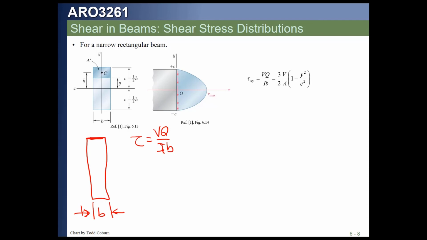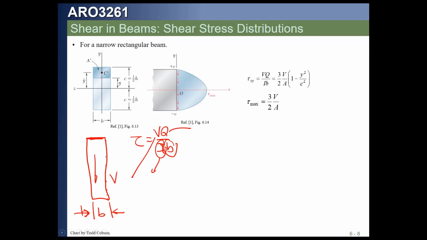So if we know what the total shear force is on the section, V, and we know what the total I is of the section, 1/12 BH cubed, and we can see what the thickness is, or the width is, it's B everywhere. The only thing that's going to change as we work our way from top to bottom is the Q.